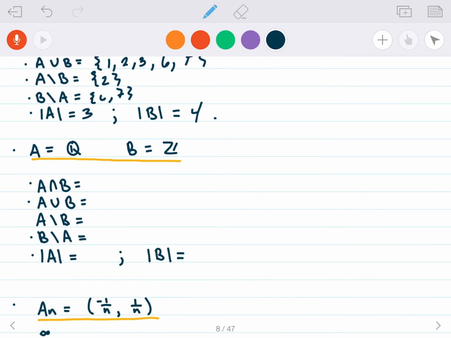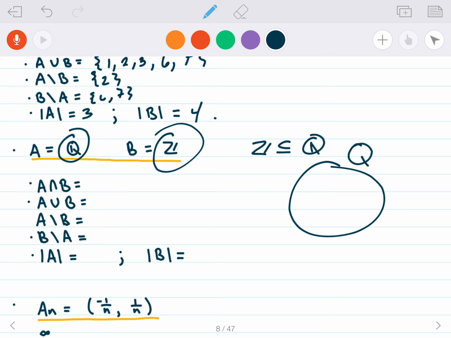A intersect B. So what's in both the rationals and the integers? Well, remember I said earlier that the integers are a subset of the rationals, right? So if you drew a little picture, here's your Q, here's Z, 1, 2, 3, 4, and then here's your other stuff, like 1 over 2, 3 over 4, all these other rational numbers. So anyway, what's the intersection? Well, where do they intersect? In Z, right?